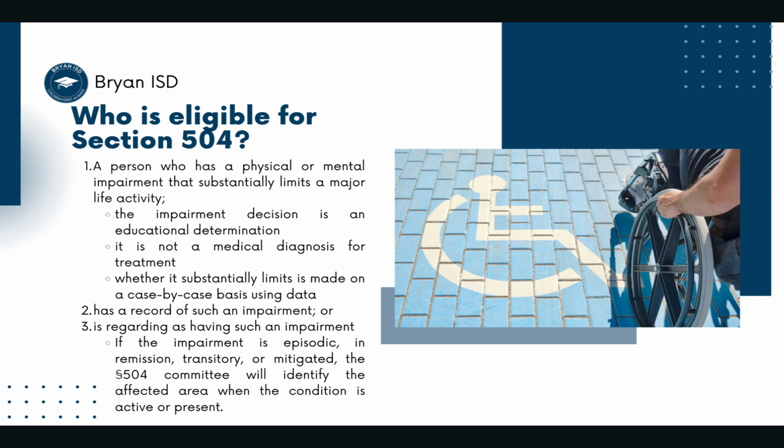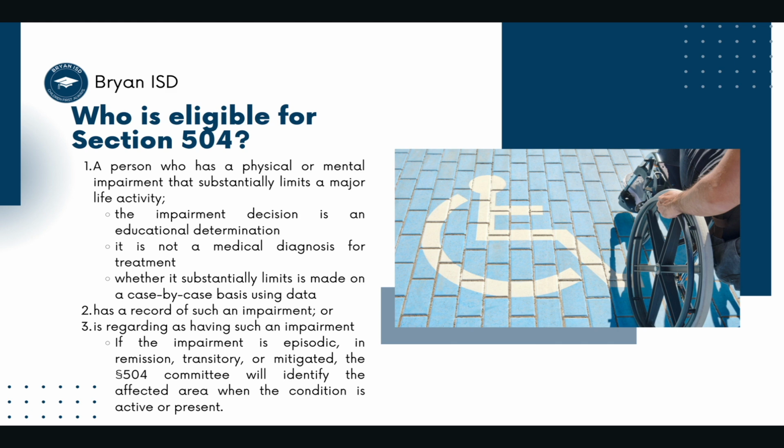So when we talk about mitigating measures, we're talking about the disability and what it looks like without measures being taken. For example, what does it look like for a student with a hearing impairment when he doesn't have his hearing aids? Or what does it look like for a student who has ADHD and they're not on medicine? That is the point that you will get to when you talk about mitigating measures in the 504 meeting.